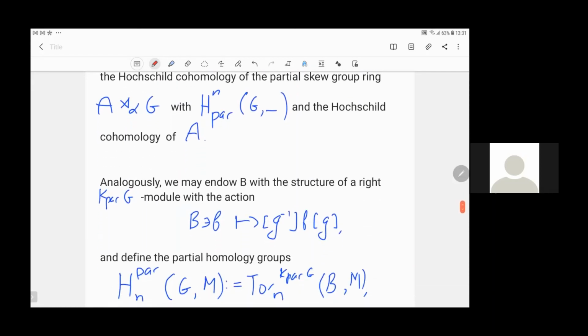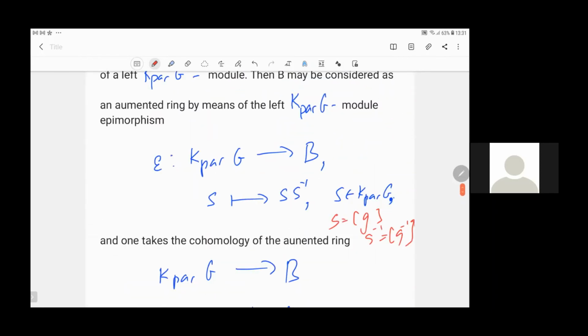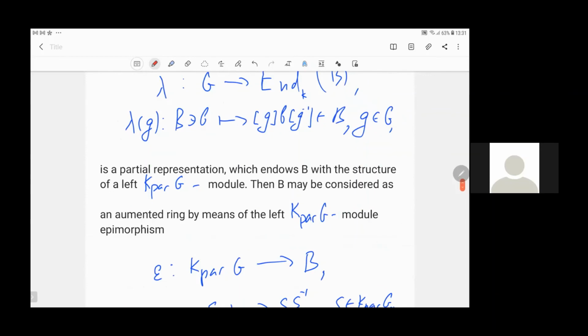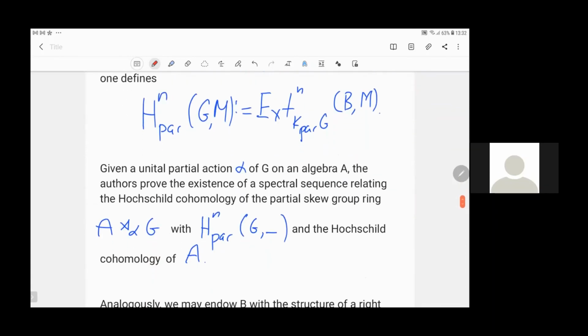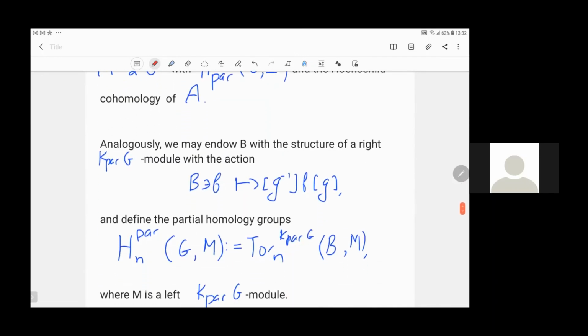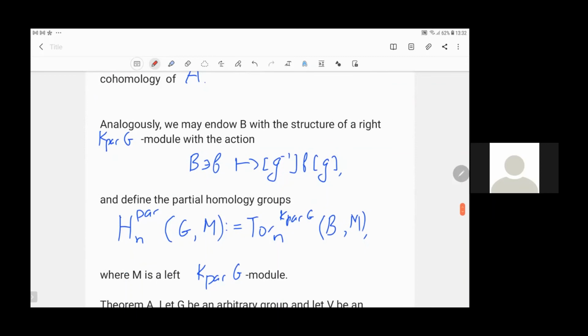Analogously, we may endow B with the structure of a right module. So this is just symmetric. The question is where you put the g inverse. If you put it symmetrically, you get the right module. And we can also define partial homology groups as Tor, the derived functor of the tensor product, with values in a left K par G module.